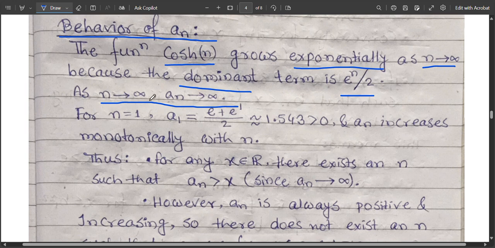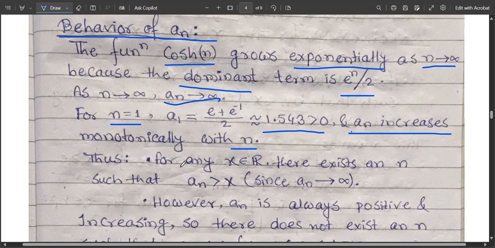Now we will look at the behavior of a1. When n is 1, a1 is equal to (e plus e to the power minus 1) by 2, which is equivalent to 1.543, and that is greater than 0. And an increases monotonically with n. Why? Because a1 is this, and when n tends to infinity it behaves like e to the power n by 2, which goes to infinity. You can check a1, a2, a3, a4 like that, and you will reach the conclusion that an increases monotonically with n.